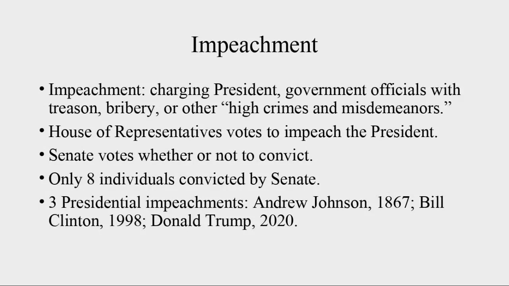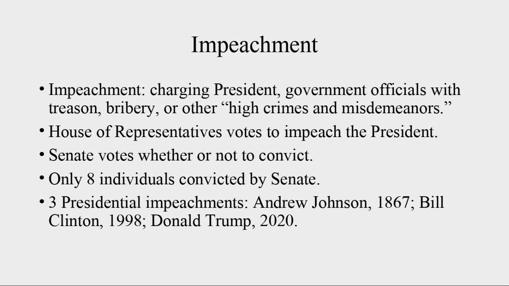Congress also has the power to impeach. This is where they can charge the president, a member of the cabinet, or a judge with treason, bribery, or what the Constitution calls other high crimes and misdemeanors. So it's a little vague. It could be something like corruption, lying to Congress, and so on. The way it works is that the House of Representatives essentially acts as the grand jury.